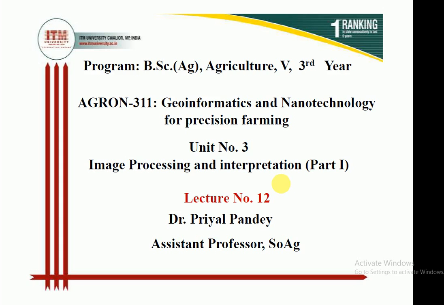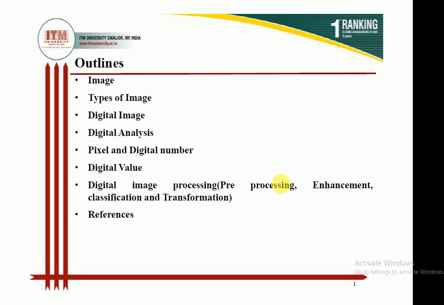So the main output we get from the remote sensing technique is an image, whether it may be an analog image or a digital image. In today's lecture, we will talk about how to process that particular image and how to interpret the image which we get from the remote sensing technique. Here is the list of some important content which we will discuss one by one in today's lecture.